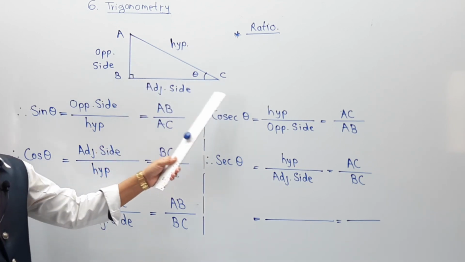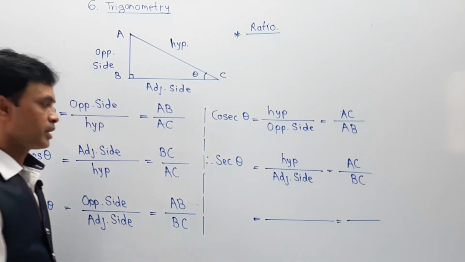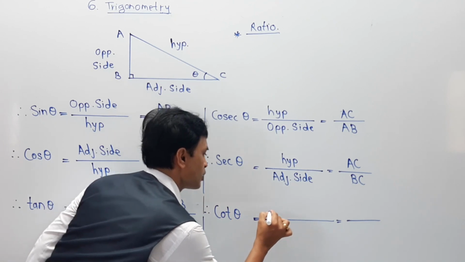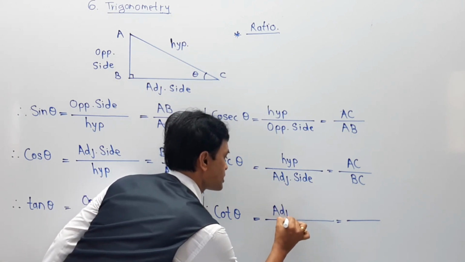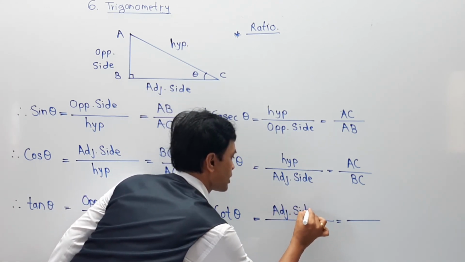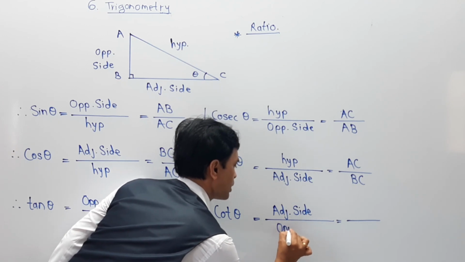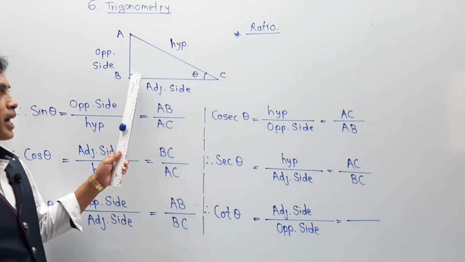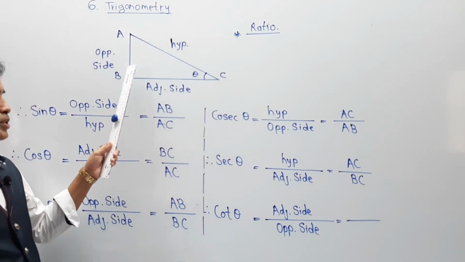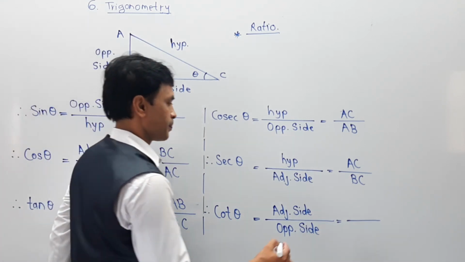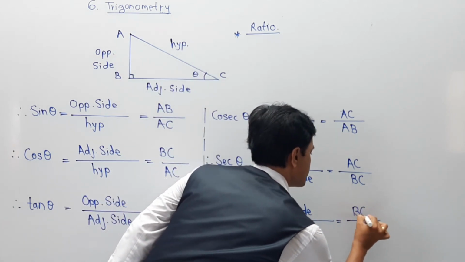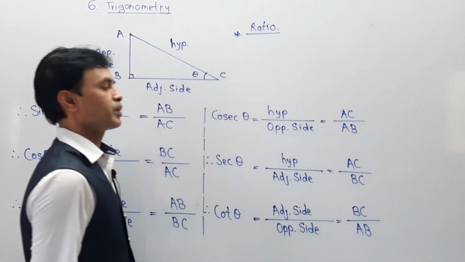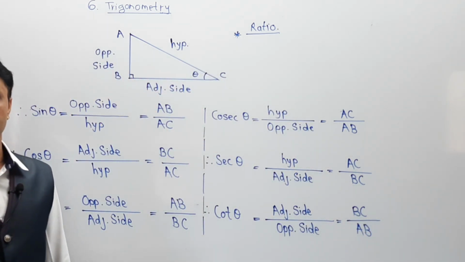Cot theta is nothing but adjacent side upon opposite side. Therefore, the formula is cot theta is equal to adjacent side upon opposite side. And as per this diagram, your adjacent side is BC and opposite side is AB. So it becomes BC upon AB. And in this way, you can complete the part of basic formulae.